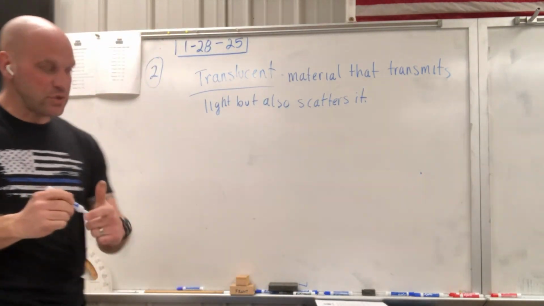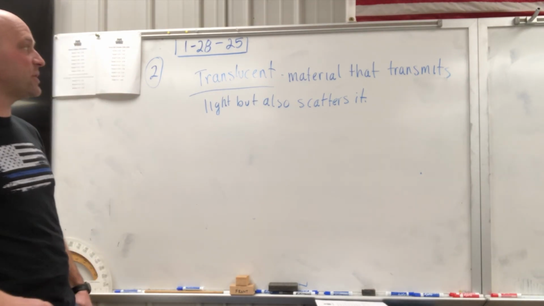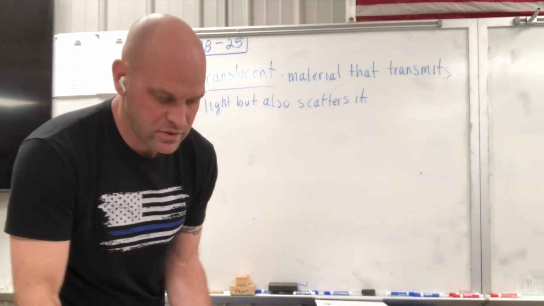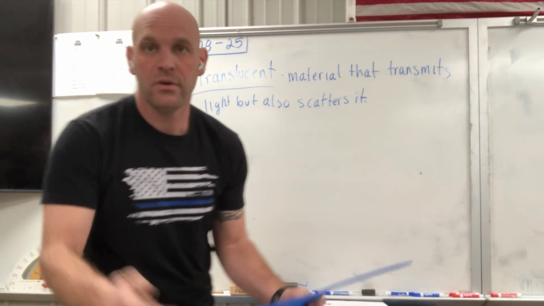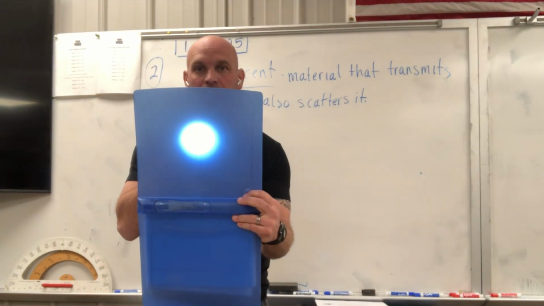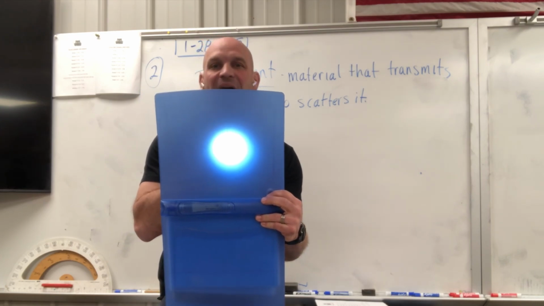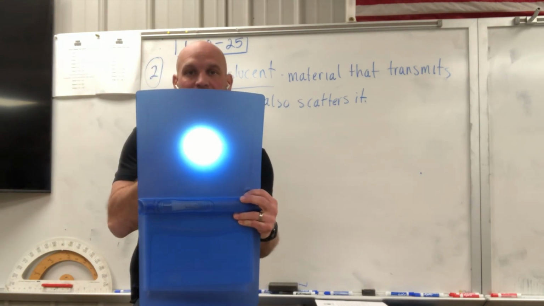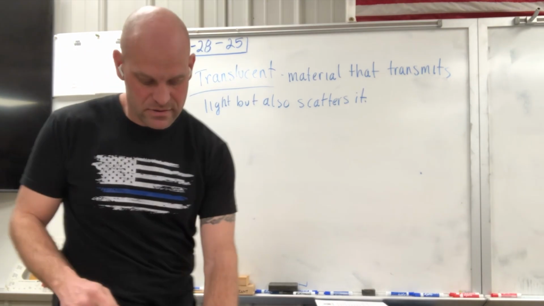Something is translucent if it allows light through, but it also scatters it. So, we have light. You can still see the light. It's allowing light through, but it's scattering that light. It's not a clear through light. So that is translucent.